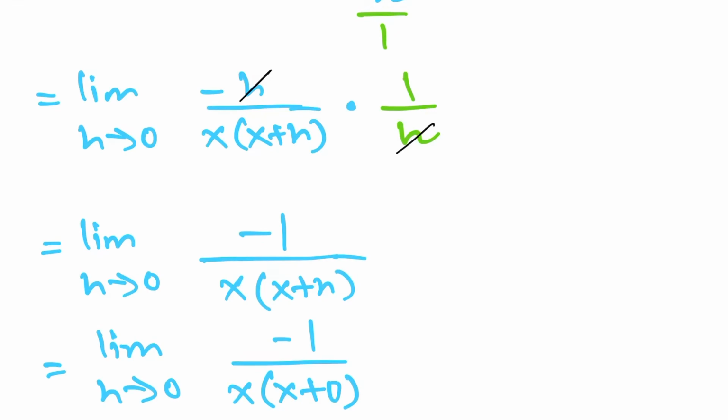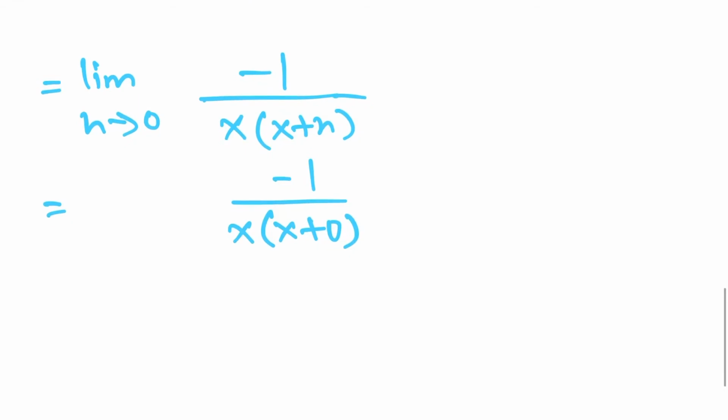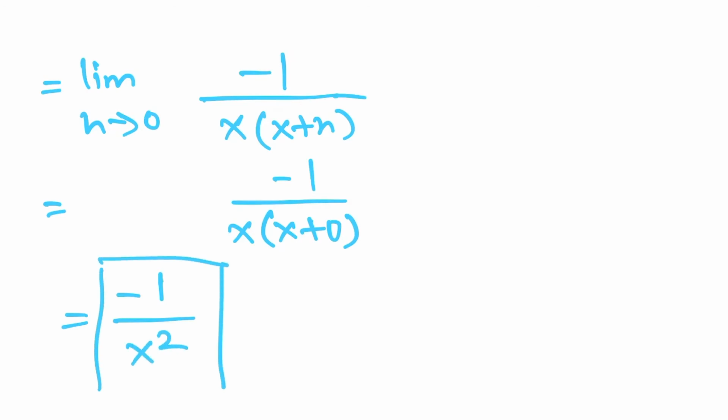So negative 1 over x times x plus 0. Once you replace h with 0, you don't have to write the limit anymore. So let's simplify this. That's going to be negative 1 over x plus 0, which is just x, times x, which is x squared. So this should be the derivative of the function. Now, I will be really happy if you always double check your work. So let's double check the work.